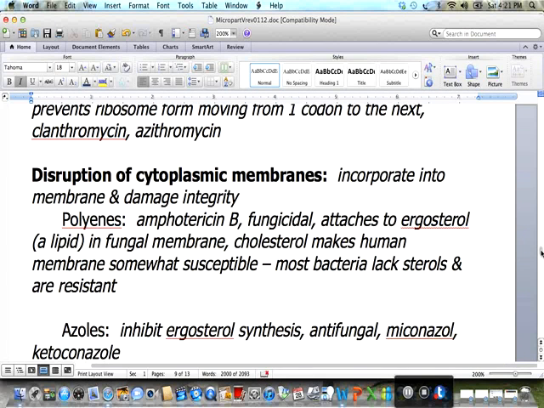Drugs that disrupt the cytoplasmic membrane will incorporate into the membrane and damage its integrity. The polyenes attach to ergosterol and lipids in the fungal membrane. The presence of cholesterol makes the human membrane somewhat susceptible, but most bacteria lack sterols and are resistant. An example is the fungicide amphotericin B.